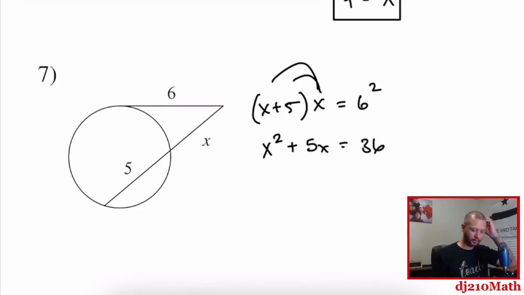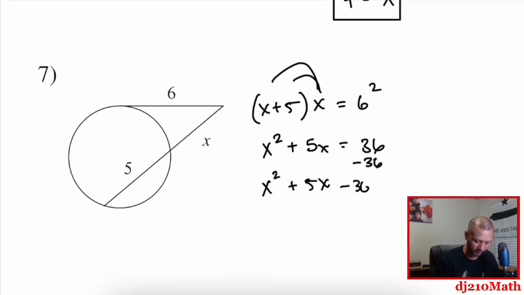6 squared is 36. Okay, how do you solve for x here? This is a quadratic, essentially, right? Because it's x squared. So I'm going to set the quadratic equal to 0, meaning I'm going to move everything to the left side. I have to subtract 36 from both sides. So now we have a quadratic.